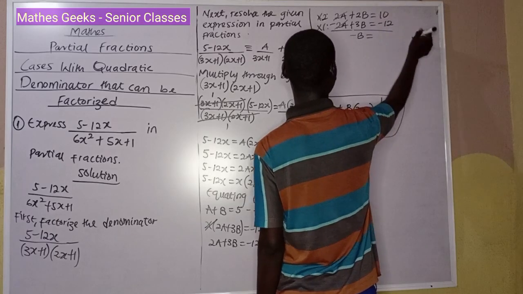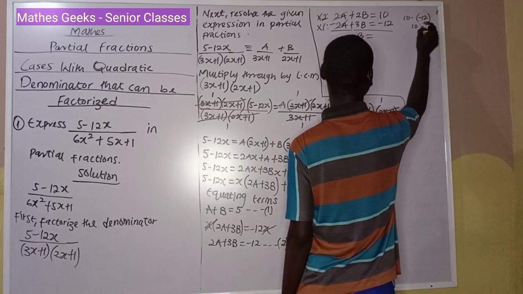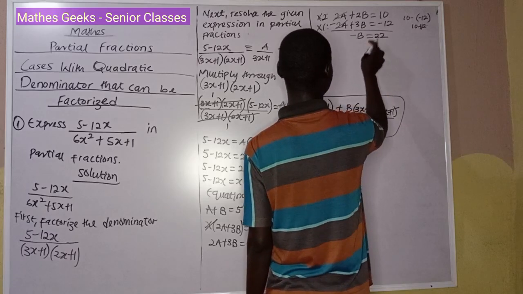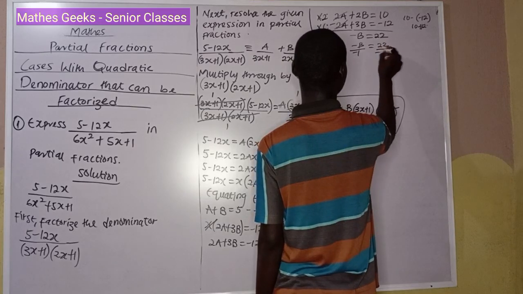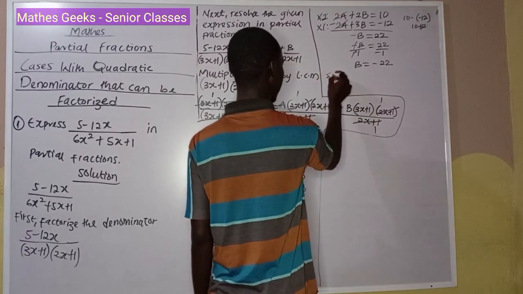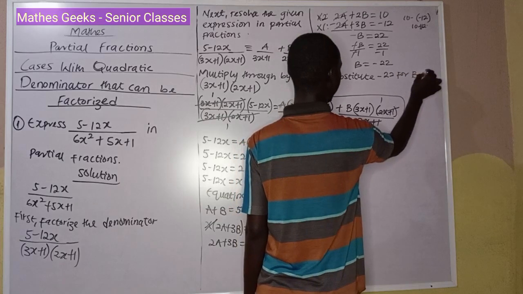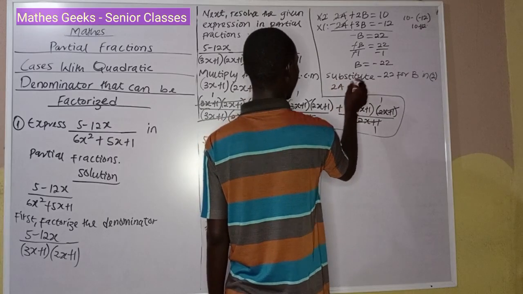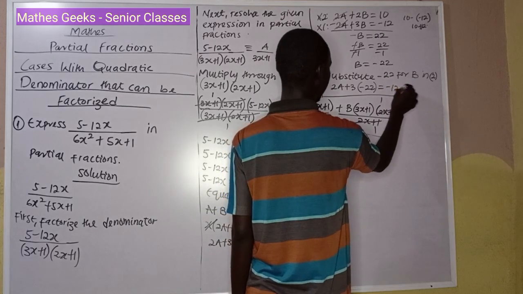So what you have here is 10 minus minus 12. Minus times minus is plus, so 10 plus 12, which is 22. So minus B equals 22. Divide both sides by minus 1, and we get B is equal to minus 22. So substitute minus 22 for B in equation 2.